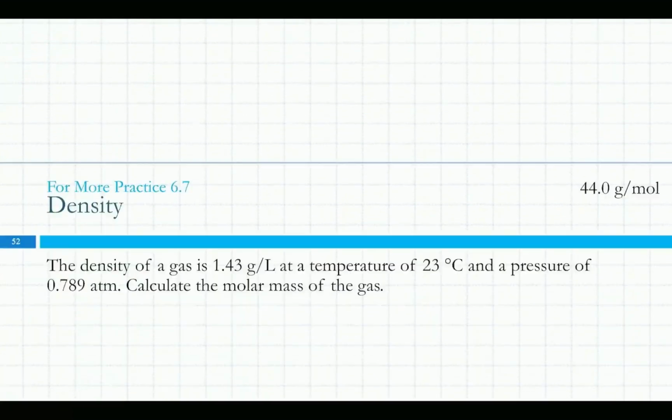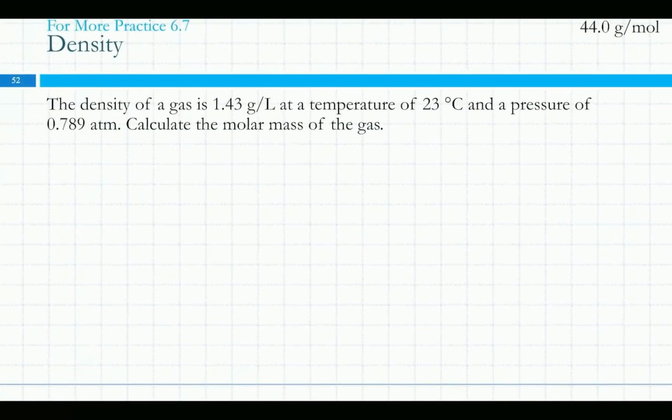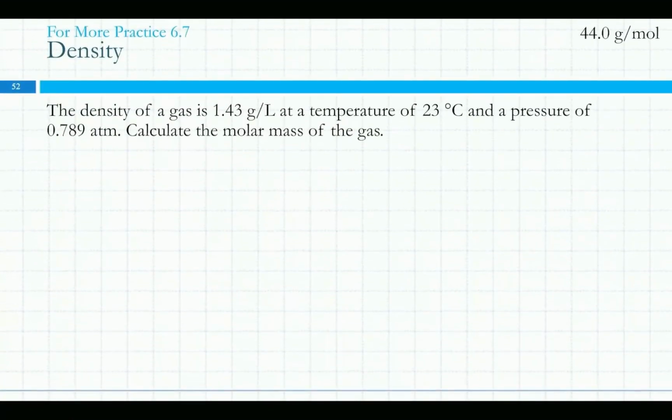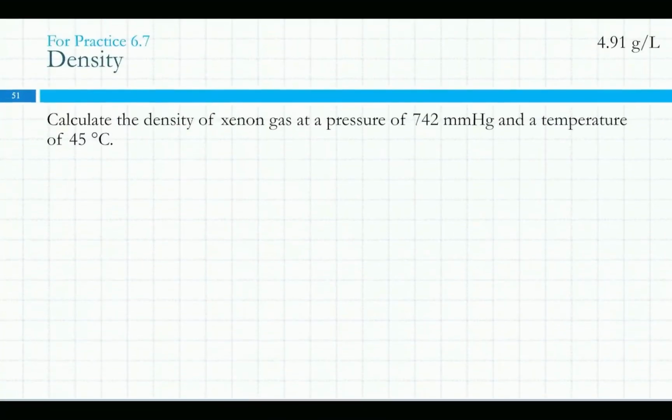Let's do one of these. Which one's harder? They're about the same. Let's do the first one. So calculate the density of xenon gas at a pressure of 742 millimeters of mercury and a temperature of 45 degrees C.